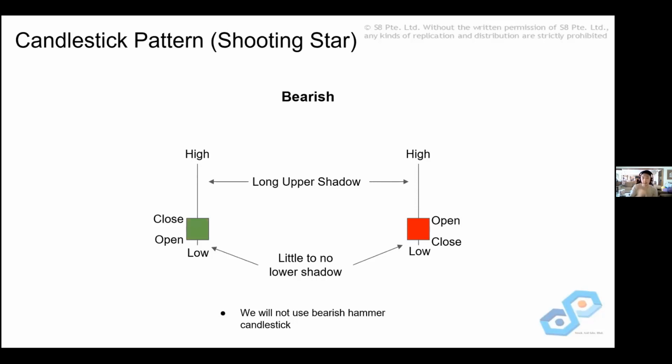Now bear in mind, I'm looking for this bearish hammer at the resistance area.